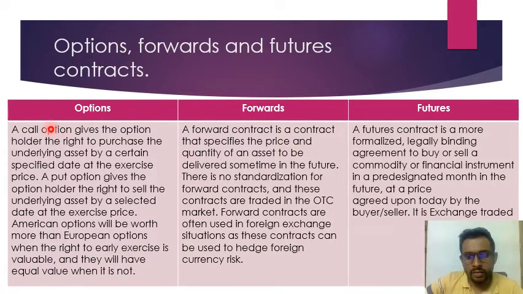So there are mainly two types of options: call option and put option. Whoever purchases a call option will have a right to buy an asset at a particular date at a particular price, which is known as the exercise price.